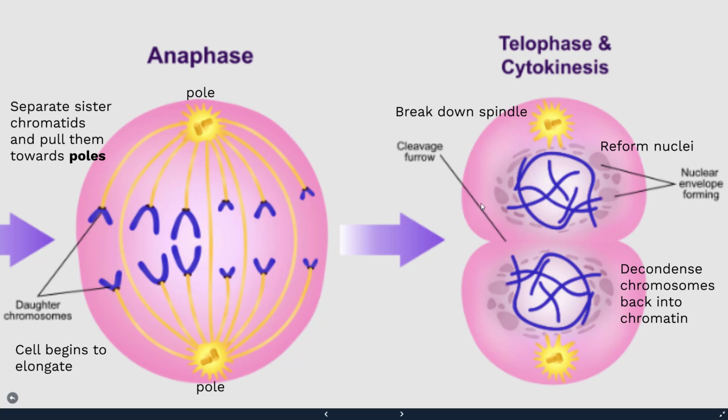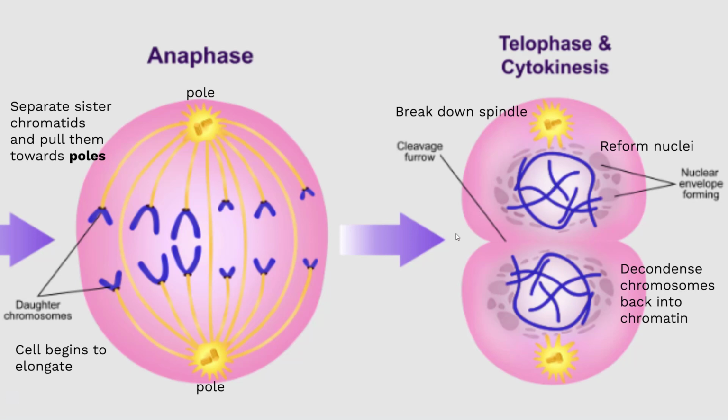Okay? Now, telophase is the last stage of mitosis, and after mitosis comes cytokinesis. There's a bit of an overlap between telophase and cytokinesis, and that's why you see the two kind of drawn together. Telophase begins, but before it finishes, cytokinesis begins. So there's an overlap between the end of telophase and the beginning of cytokinesis.